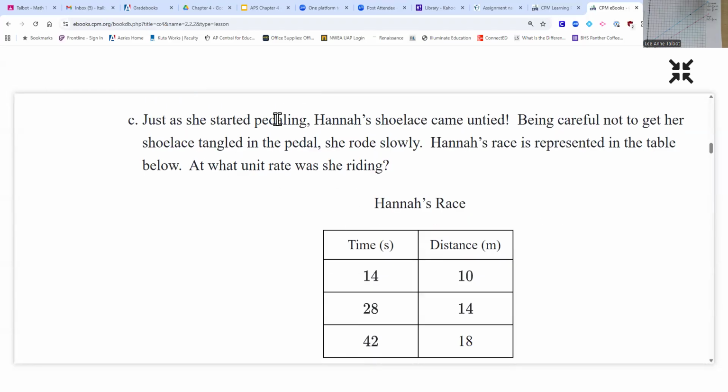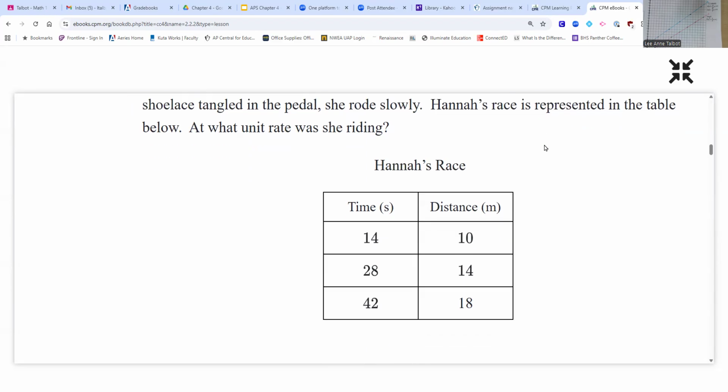Just as she started paddling, Hannah's shoelace came untied. Oh no! Being careful not to get her shoelace tangled in the pedal, she rode slowly. Hannah's race is represented in the table below. At what unit rate was she riding? Okay, so let's see. We can't really do the other points. Everybody graph the point 14, 10 first.